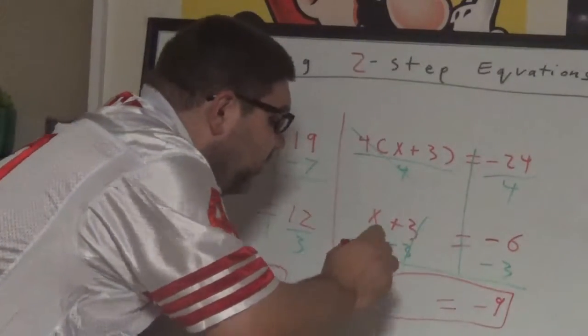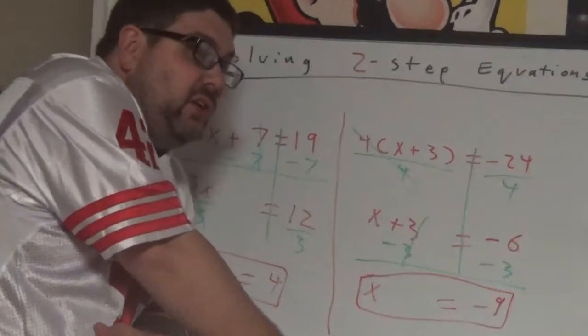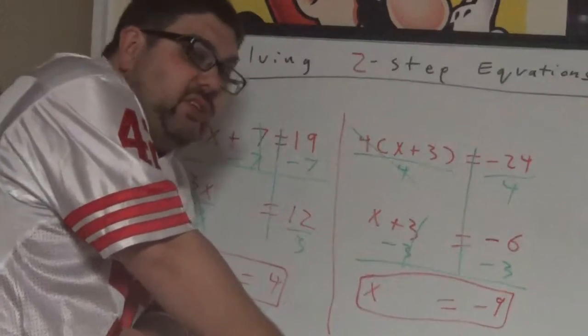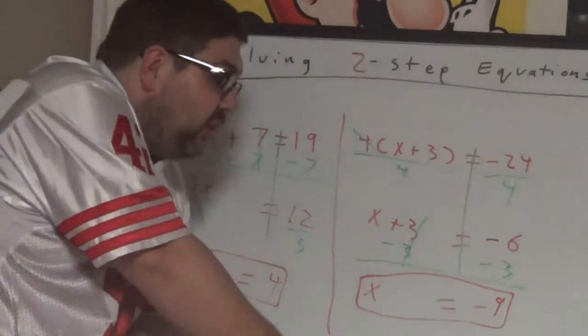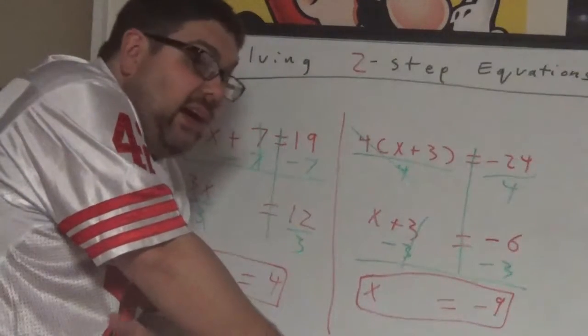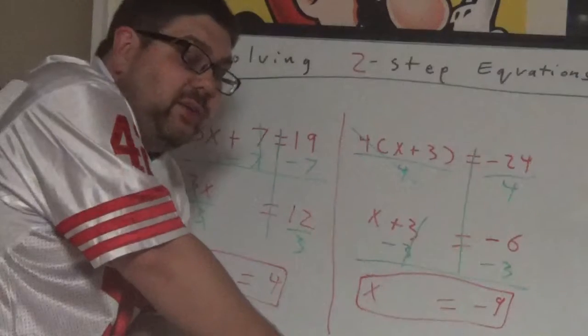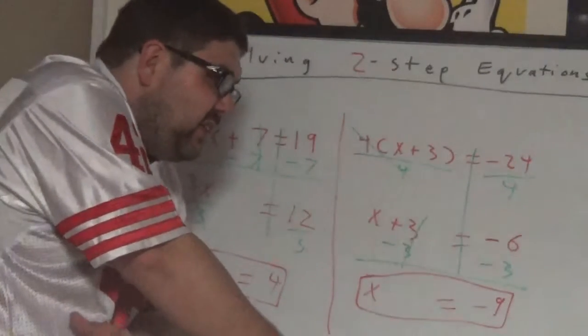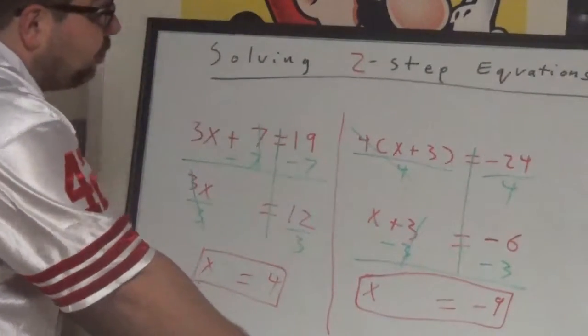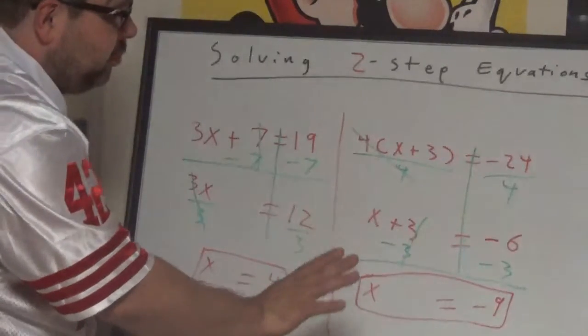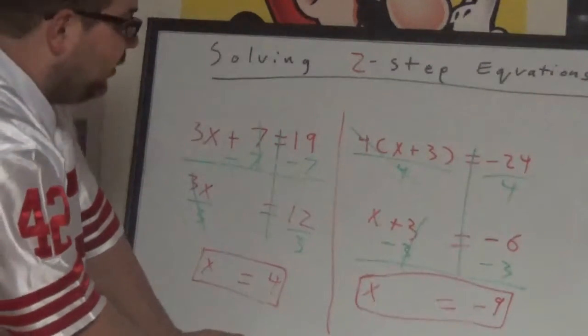Oftentimes, students will get confused on that because they'll say negative 3 or positive 3 or 9. They'll say, oh, a negative and a negative is a positive. Not when you're adding or subtracting. In this case, it's still adding. It's the same thing. Don't be afraid to use a calculator.